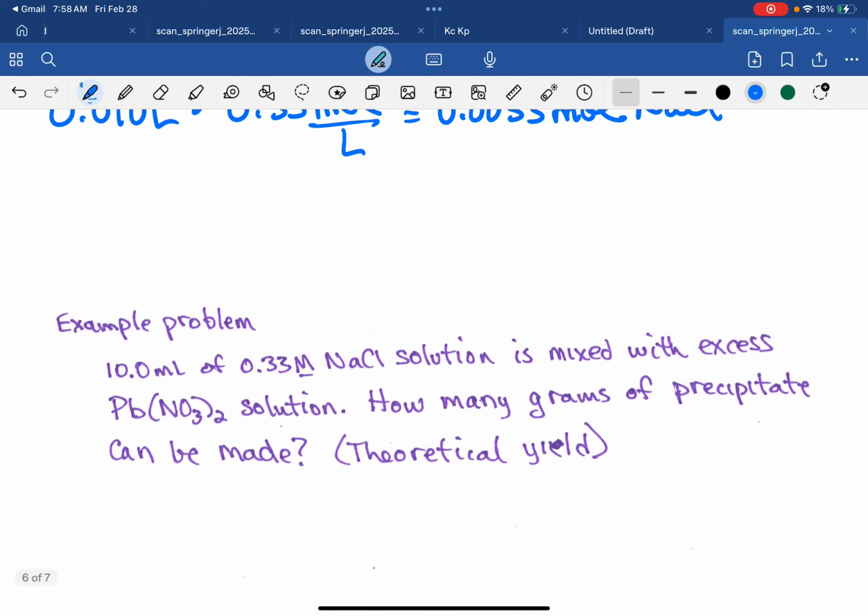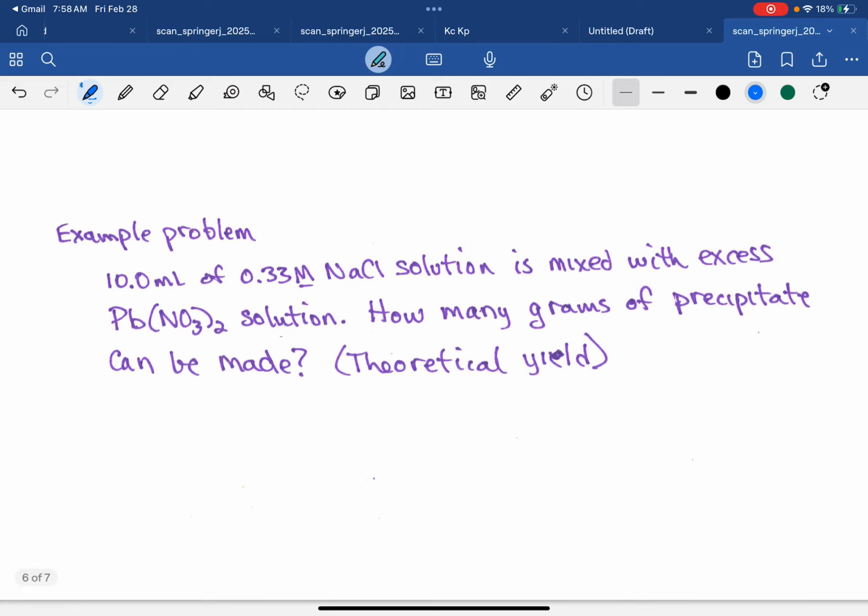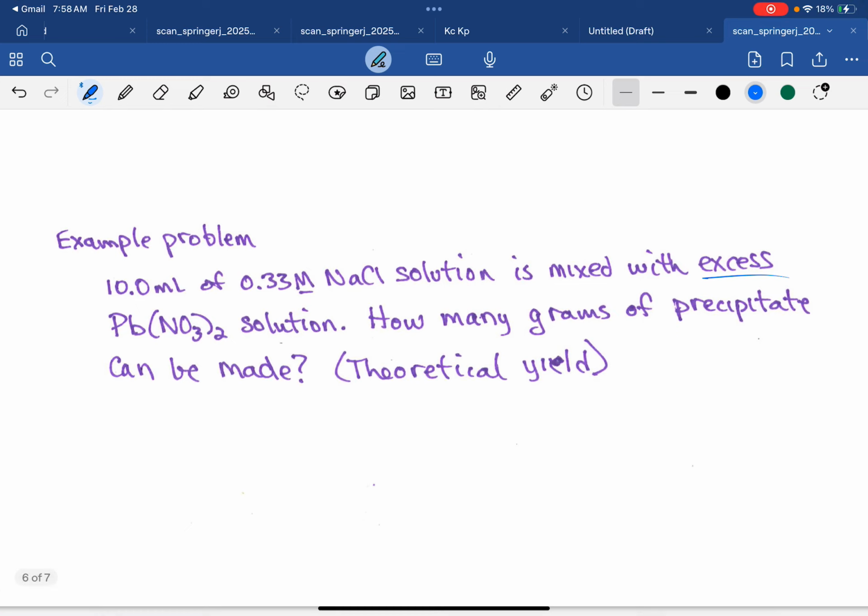All right, so here's a problem, a stoichiometry problem now. 10 milliliters of 0.33 molar NaCl solution mixed with excess lead(II) nitrate solution. Excess, so we don't have to worry about how much of that we've got. How many grams of precipitate can be made? We're looking for the theoretical yield here. So we're going to have a balanced equation. We're doing stoichiometry. Sodium chloride plus lead(II) nitrate.